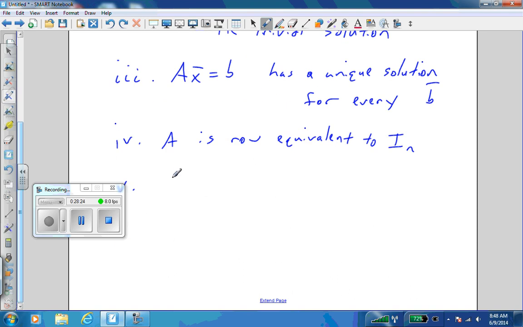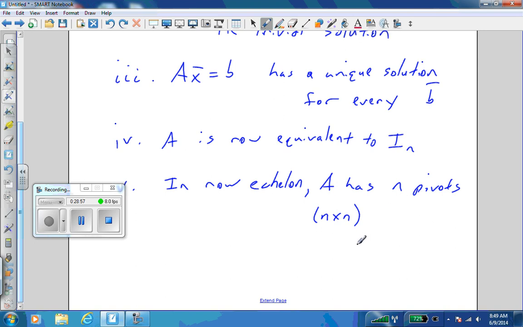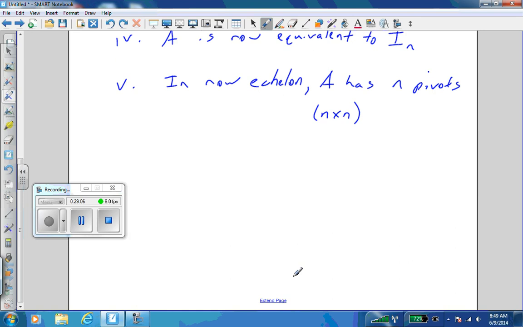Statement 5. When A is in row echelon, A has n pivots, and keep in mind A is an n by n matrix. So A has as many pivots as it has rows and columns. If A is 2 by 2, there are 2 pivots. If A is 3 by 3, there are 3 pivots. So every variable is a pivot.